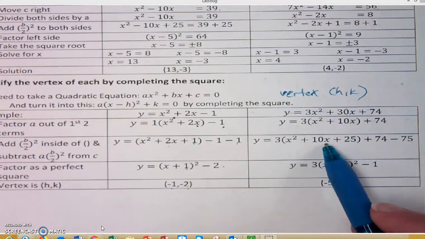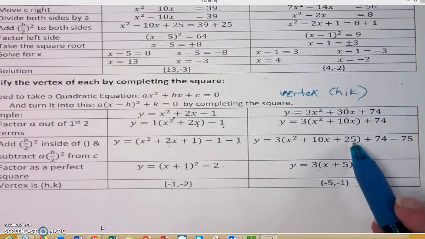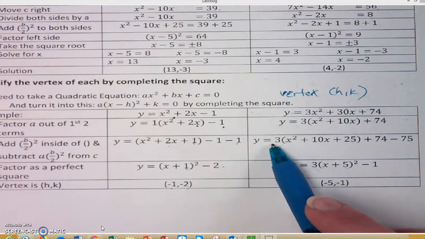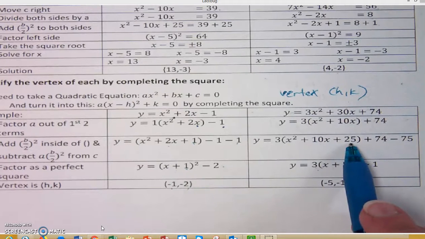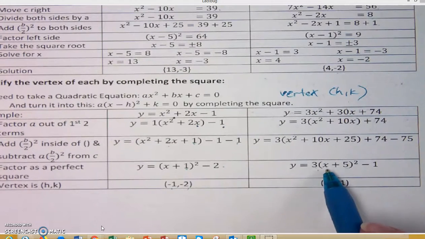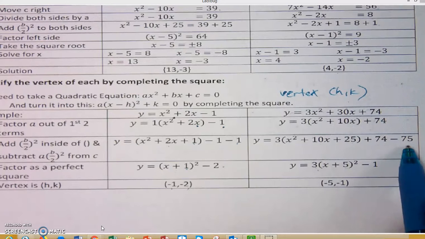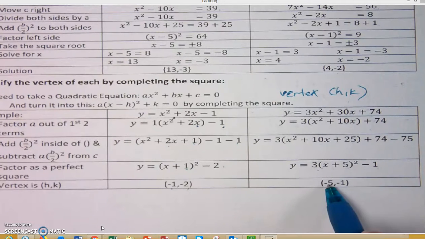So now I need to complete the square. b is 10. b divided by 2 is 5. So I've still got my 3 here, plus 5 squared. 5 squared is 25. Now this is the tricky part. Remember, I have this 3 outside of parentheses. 3 times 25 is 75. So I'm basically adding 75 right here, so it means I have to subtract 75 here. So when I factor that, I get 3 times (x plus 5) squared minus 1, because 74 minus 75 is negative 1. So my vertex is going to be negative 5, negative 1, since this is a plus.